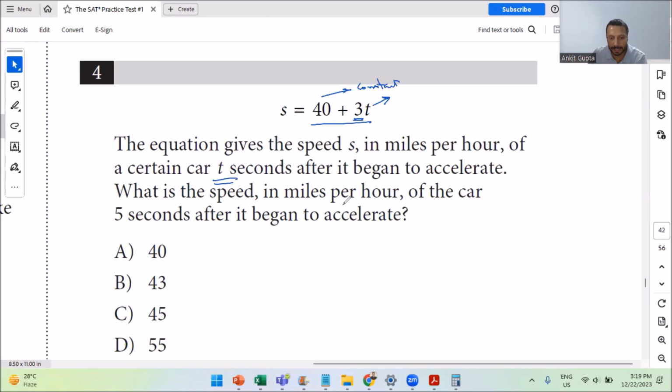What is the speed in miles per hour of the car 5 seconds after it began to accelerate? The value of t in short is given to us as 5. So very straightforward. We need to substitute the value of t as 5 to get the value as 40 plus 3 into 5. And that will become 40 plus 15 and will be equal to 55. So answer will be option number D.